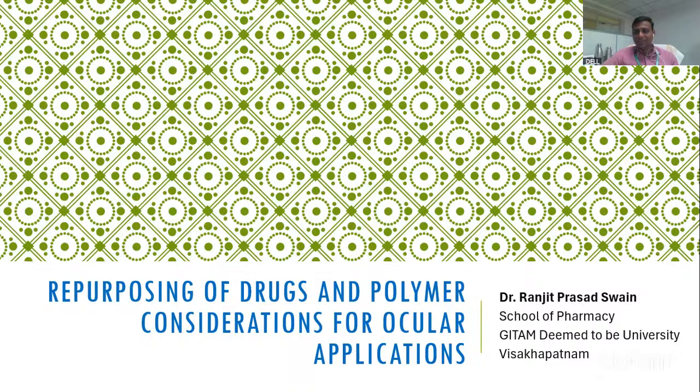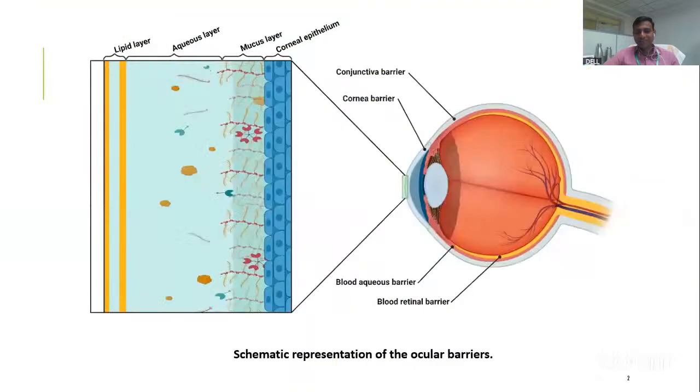Today, I would like to deliver the topic: repurposing of drugs and polymer considerations for ocular applications. Look at this picture, a schematic presentation of the ocular barrier. The tear film is the first physiological barrier for topically administered ophthalmic agents; it is renewed every 2 to 3 minutes, and locally administered agents are cleared within the first 15 to 30 seconds.